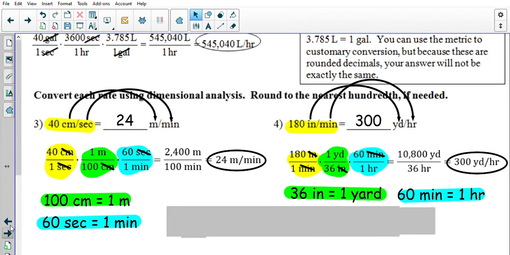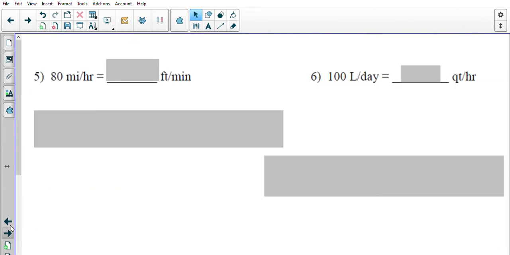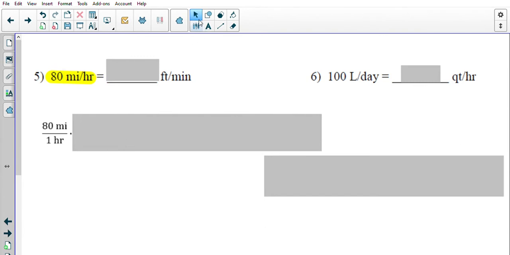All right, let's take a look at a couple more of these, numbers 5 and 6. Number 6 will involve converting between metric and customary, so that's good practice for us to see. Number 5, we have 80 miles per hour. We're converting to feet per minute. So first fraction, super easy for us, is 80 miles in 1 hour. So there's our first fraction.